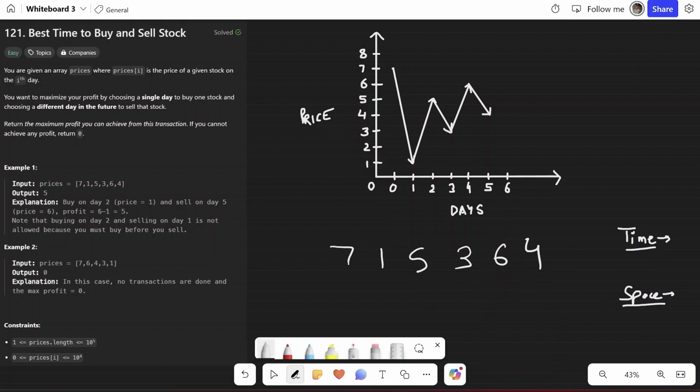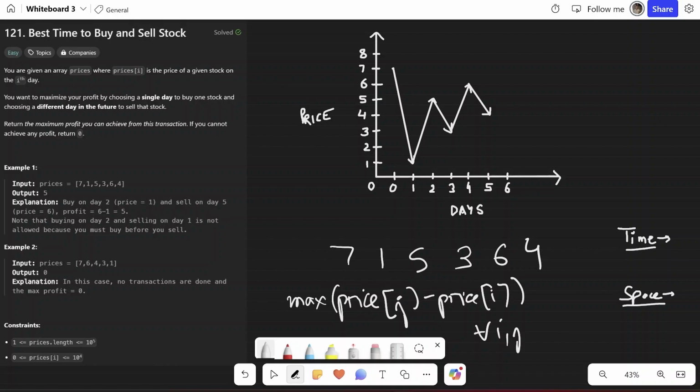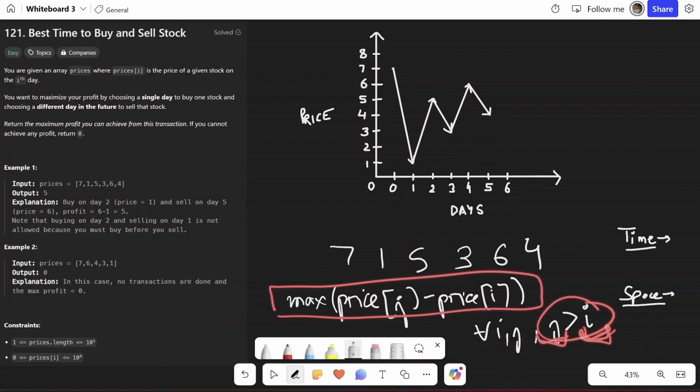So in formal terms, in terms of the array, what we need to do is find the max of price[j] minus price[i], where j and i are indexes in the array, for all i, j such that j is greater than i. So the selling date should come after the buy date. So we need to find this.